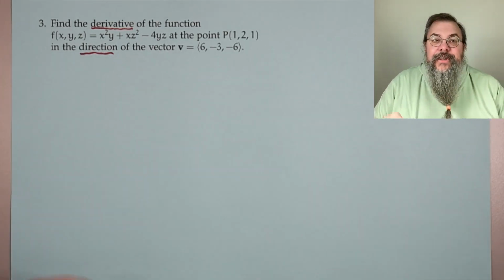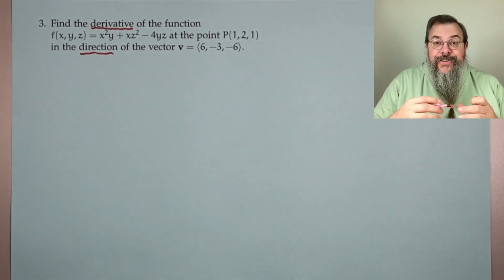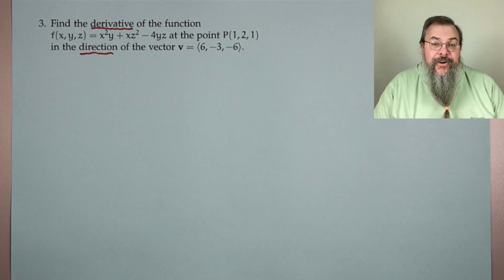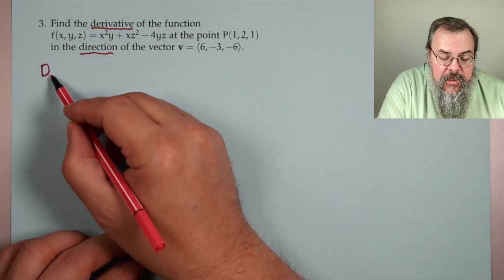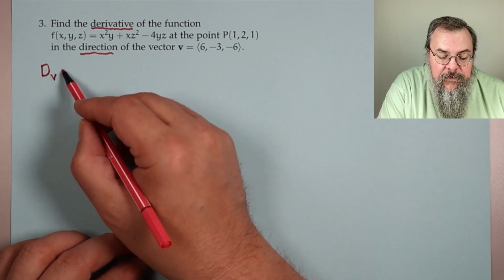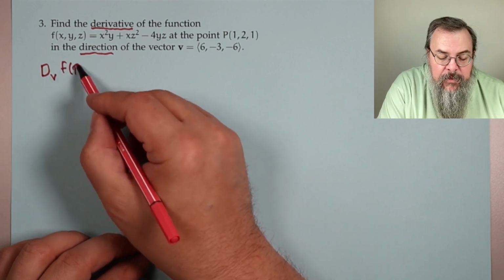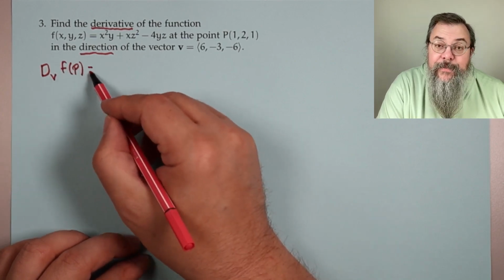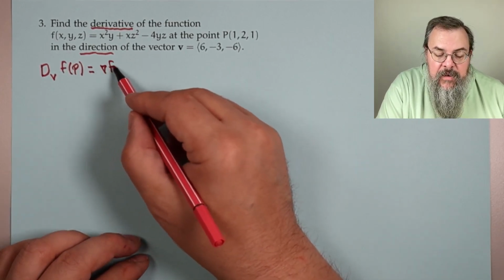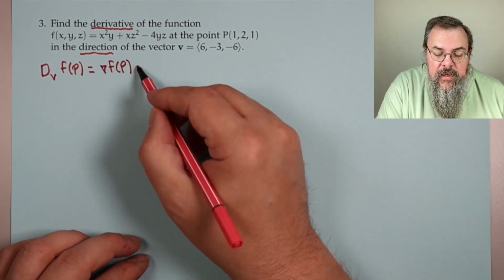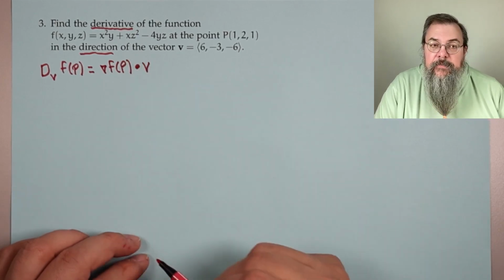This is a directional derivative. Now we're trying to take the derivative in the direction, in this case, of the vector v of the function f at the point P. The formula that we need to remember is the gradient of the function at P dot V.